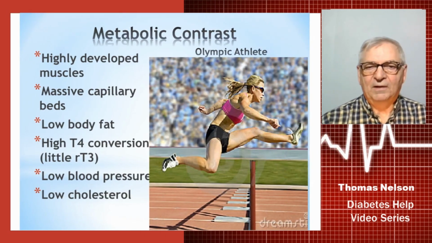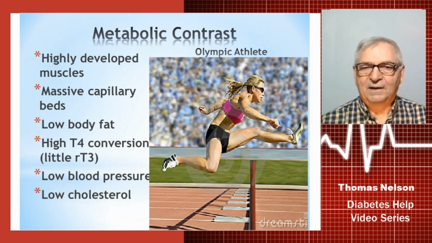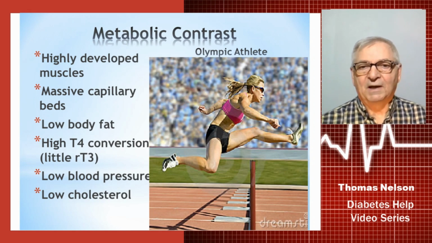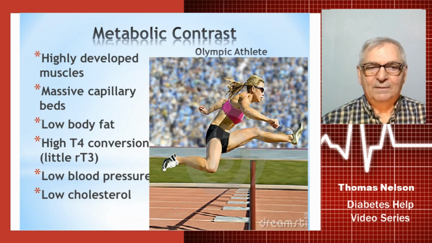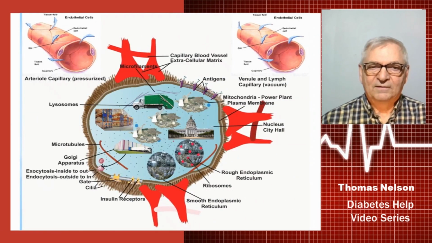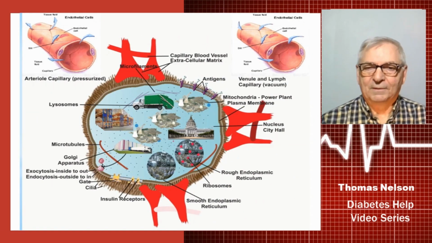So this person's going to have very highly developed muscles. They're going to have massive capillary blood vessel beds in their lungs. They're going to have very low body fat. They're going to convert a massive number of those T4 reserves into T3s, and it's going to be really keeping things going. Those power plants are going to be going like crazy. And this person's going to have low blood pressure and low cholesterol. So let's take this example and look at it closer.